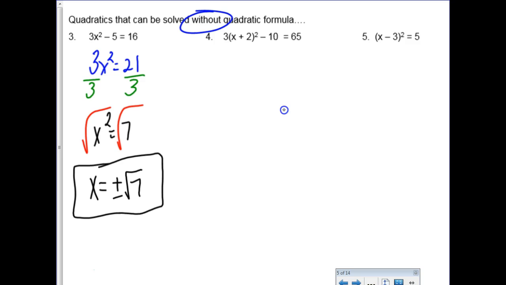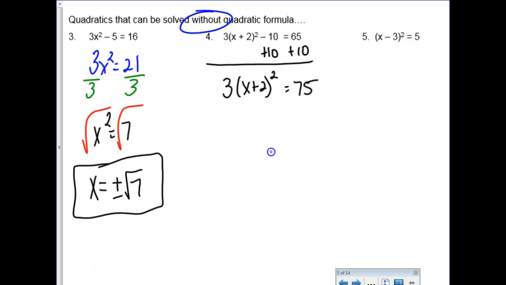I think we're going to use the same method here on the next problem. There's only one component of variable in this problem. That's how I know to use the square rooting method. So we're going to start by adding the 10. So we have 3 times quantity x plus 2 squared equals 75.